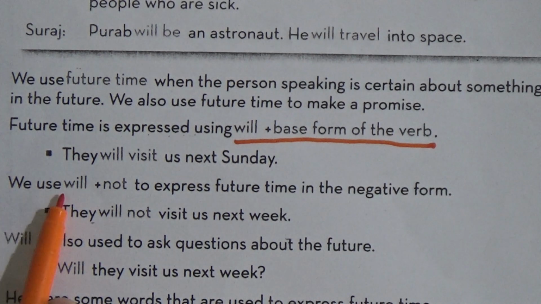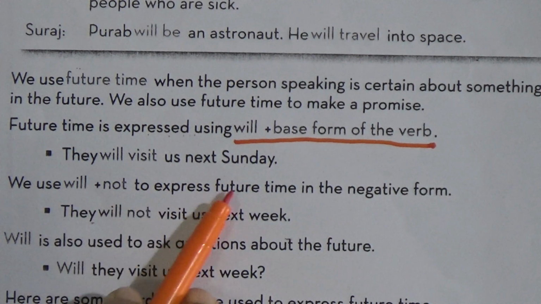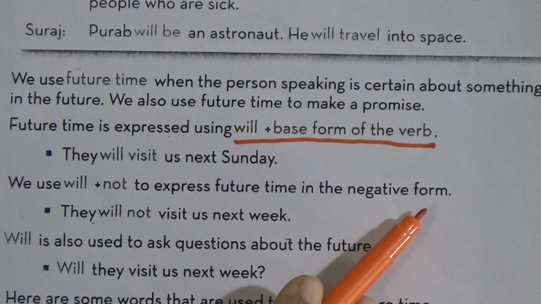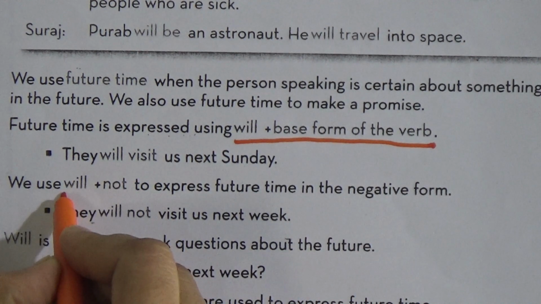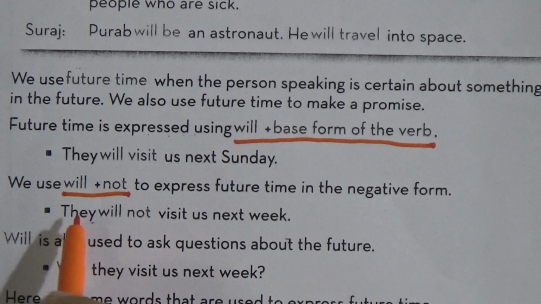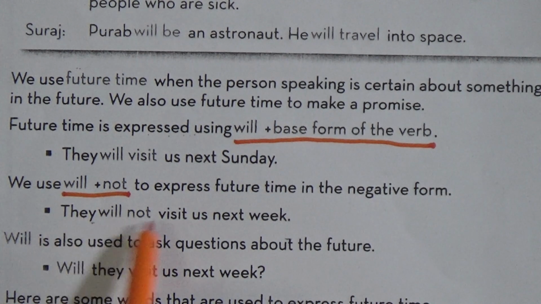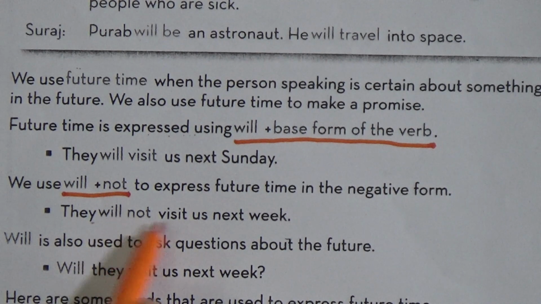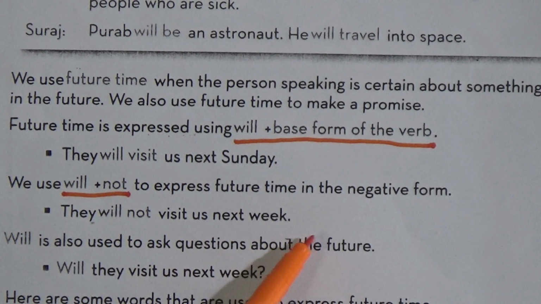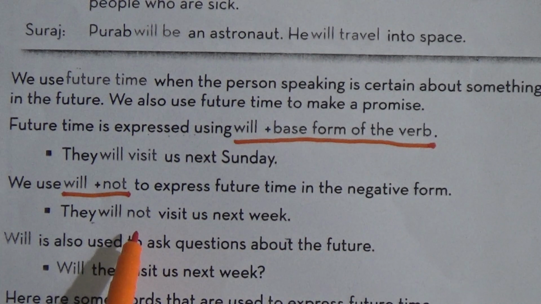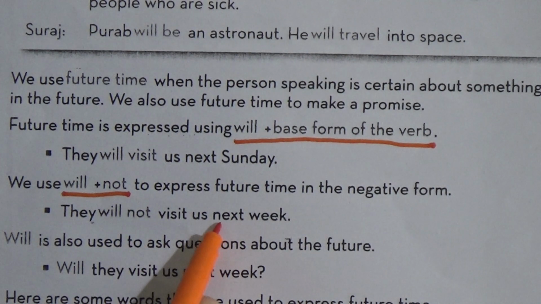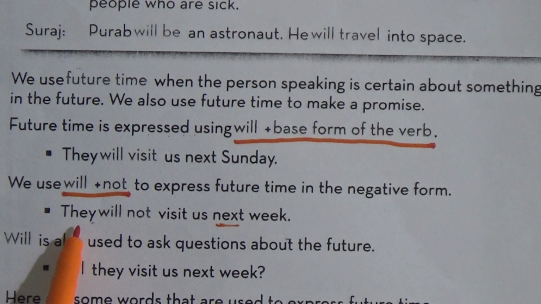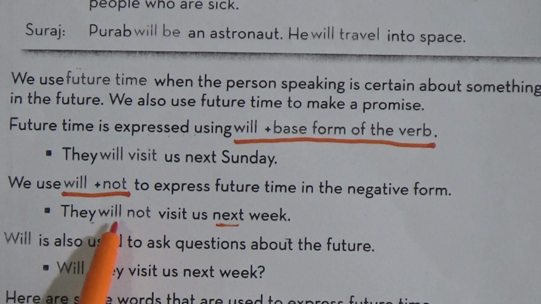Then we use will plus not to express future time in the negative form. Like this one, see the sentence. They will not visit us next week. That means we are not talking about this week. We are talking about next week, which will happen in the future. And it is negative, that's why we write it this way. They will not visit us next week.